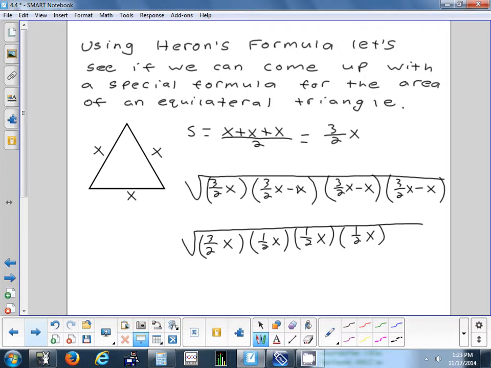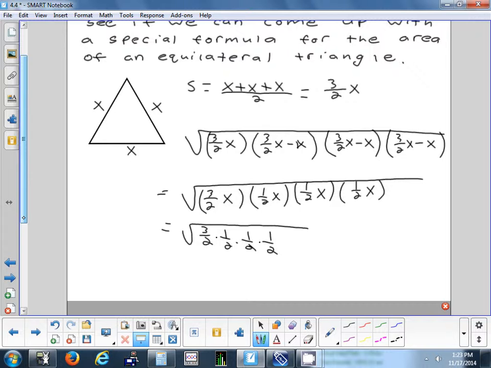So if we're going to multiply, does it matter what order I multiply all that in? No. So let's group all the numbers together. Let's group all the letters together. So we have 3/2 times a half times a half times a half. I just put all the fractions together. Times x times x times x times x.